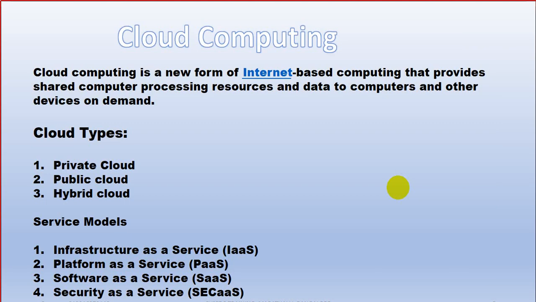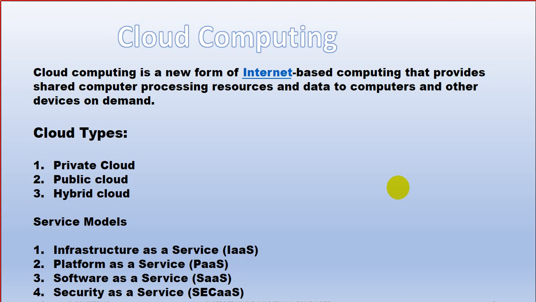And then what is cloud computing? Cloud computing is a new form of internet-based computing that provides shared computer processing resources. Like any applications, we have already discussed that, right? We should have the database, the application server, the web server, the internet, and dedicated servers and dedicated computers and everything. But here in cloud computing, we don't need anything. We just pay the amount and get the services for that. This is how cloud computing will work.